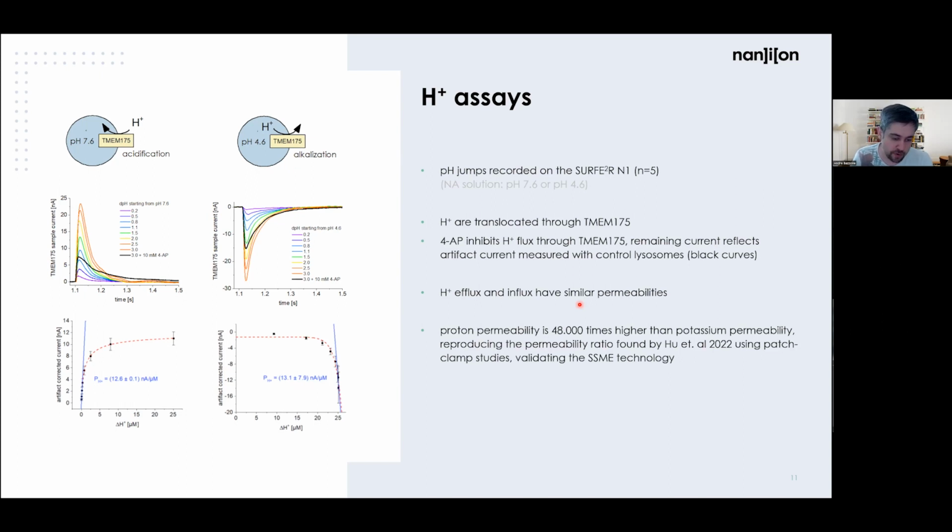And one very nice result is that if you take the ratio of the permeability for protons and the permeability for potassium, you will get a number which is 48,000, meaning proton permeability is 48,000 times higher compared to potassium permeability. And this matches very nicely to the permeability ratio found by Hu et al. He applied patch clamp to obtain this ratio, and this validates the SURFE²R or SSM-based electrophysiology approach very nicely.